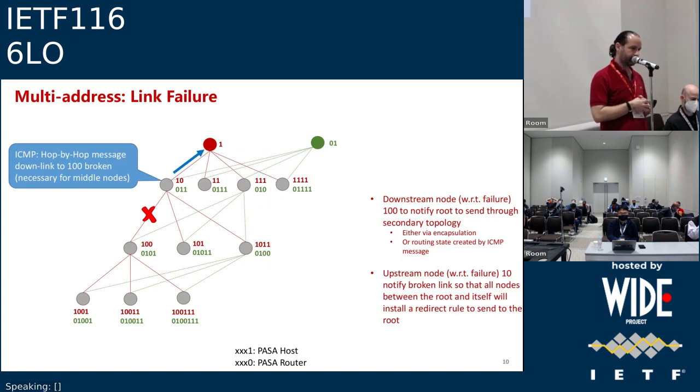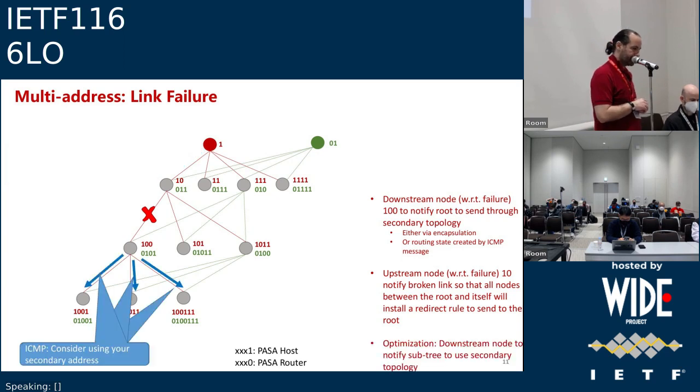Next. Now, upstream with respect to the failure, we need to do something as well. Usually you can use an OP-IOP message to signal upstream: look, the downlink to 100 is broken. This is not the case in this example, but this is necessary if between the node with the red address 10 and the root, there were other nodes. So this message going upwards, hop by hop, signals to those nodes: if you go to 100, actually redirect to the root, which then will forward on the secondary topology.